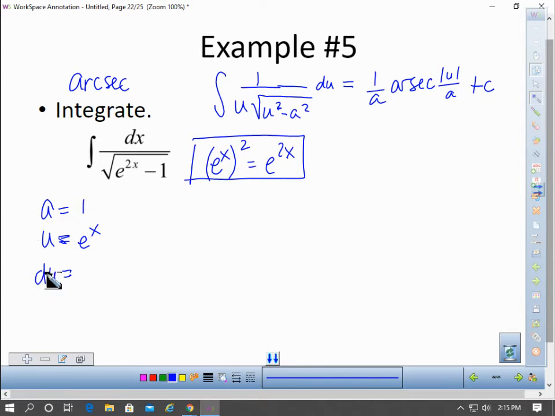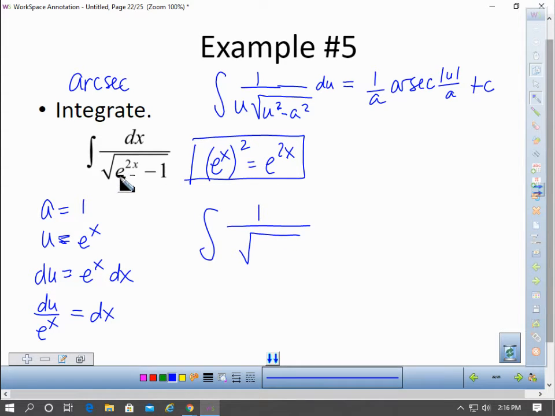So now I'm going to do the du. The derivative of u is du, the derivative of e to the x is e to the x dx, and then remember to solve for dx. So that means I'm going to divide my du by e to the x. And so now I'm ready to trade out, to try to get the equation I have here to match the rule. This is going to be 1 over, in place of this, u squared, because my u is e to the x and it's being squared, minus, and then a is 1, so that's a squared. And then in place of the dx, I'm going to put du over e to the x.